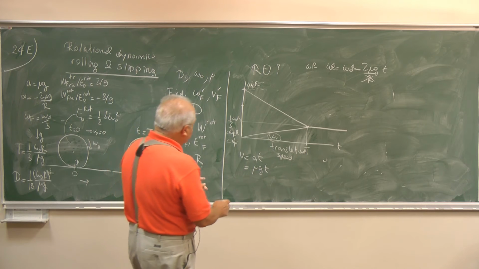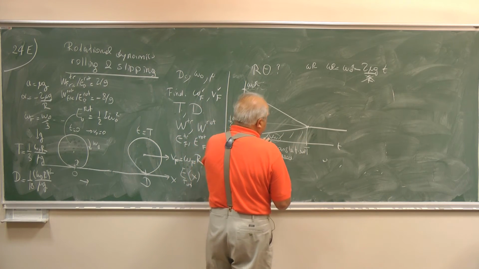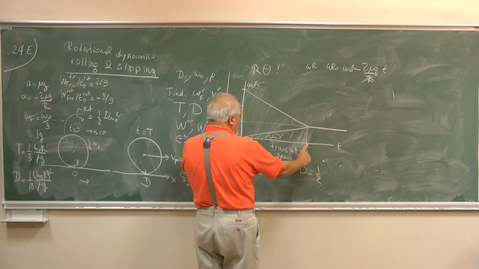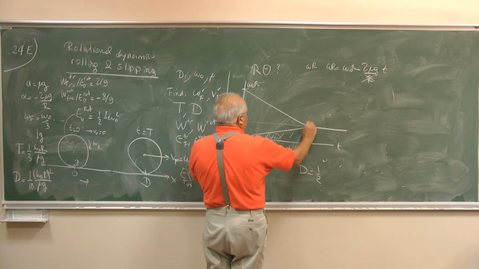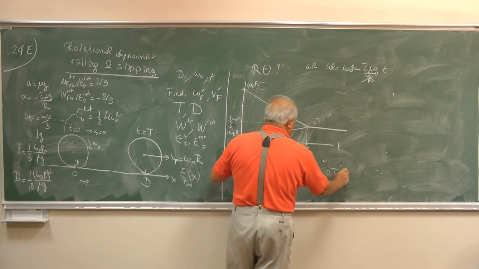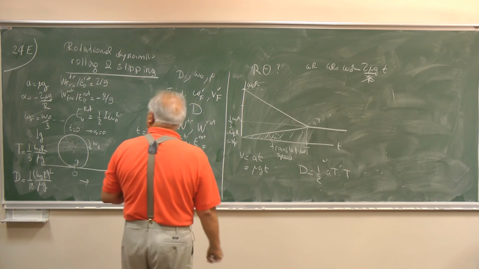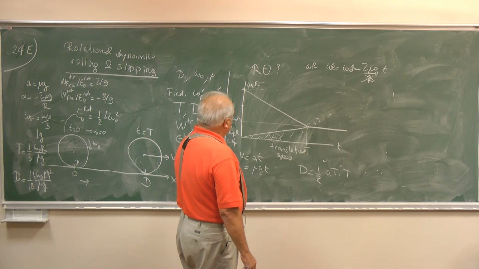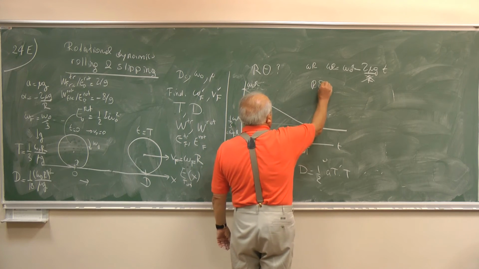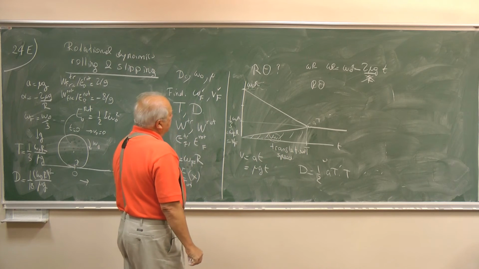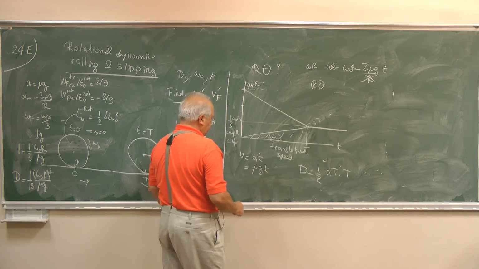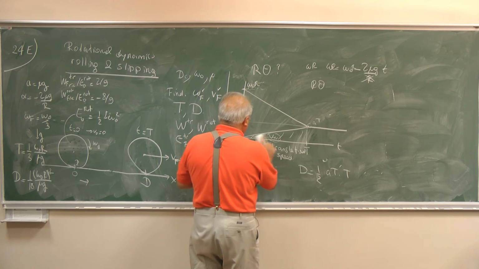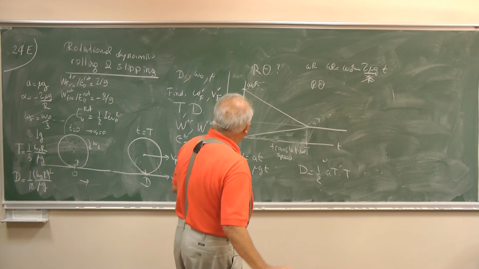Now, if you notice, this area is just d, because d is 1/2 v t, where v is at. Remember, we found it before, so I don't need to calculate. But d is simply this area. How about r theta? r theta is the area under this. So this is the d. Now r theta is the area under this whole thing.